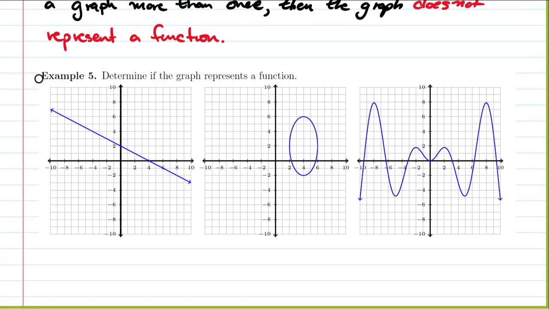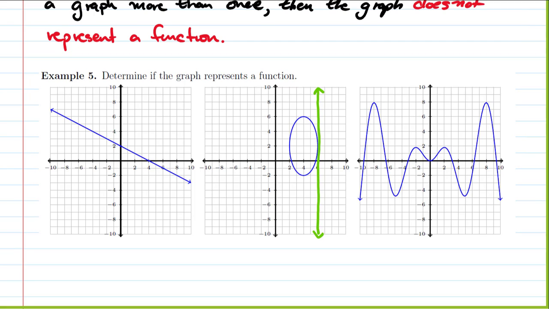So determine if the graph represents a function. I'm going to start in the middle because I want to ask a question. If I draw a vertical line here at x equals 6, it touches that graph exactly once. So is that graph a function?